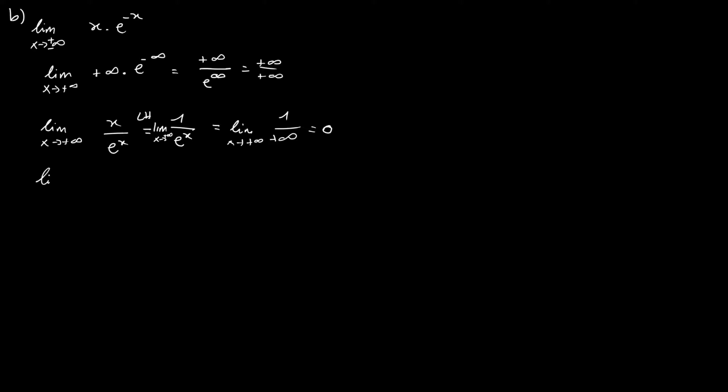Let's have a look at the limit of x approaching negative infinity. And again, first things first, check whether it's necessary. So what do you get? You get negative infinity times e to the power of minus infinity. Or in other words, you get negative infinity times positive infinity, which in this case does not yield a problem, because negative infinity times positive infinity is defined, which just gives us negative infinity. Okay, so far for B.